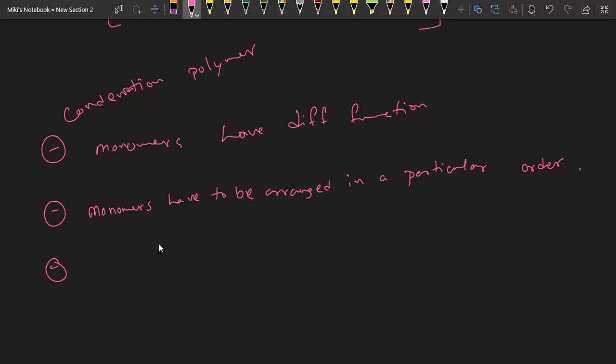a particular way or order, so that they can react with each other, to usually make water or HCl. Okay, so for this reason, the monomers need to arrange themselves in a certain way.